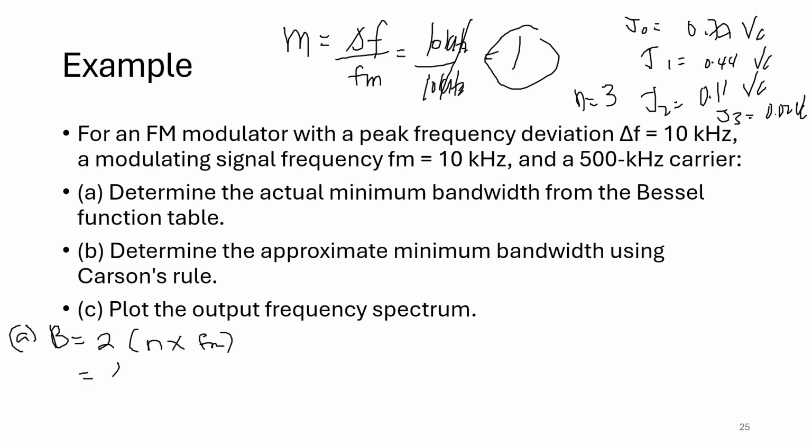So this is given by 2N times fm. So what is our N? This is 3 because there are 3 sidebands. So this is 3 times 10 kilohertz times 2, so this will give us a bandwidth which is equivalent to 60 kilohertz.